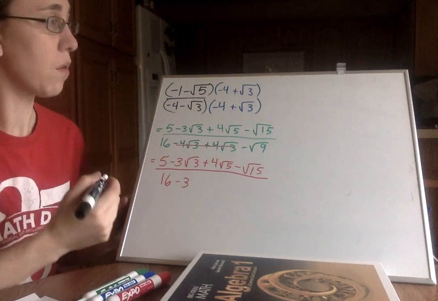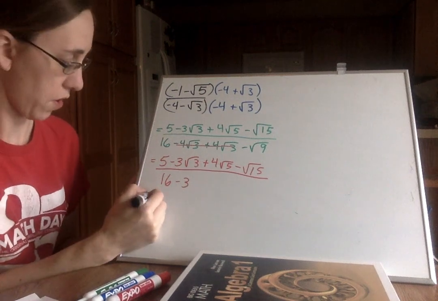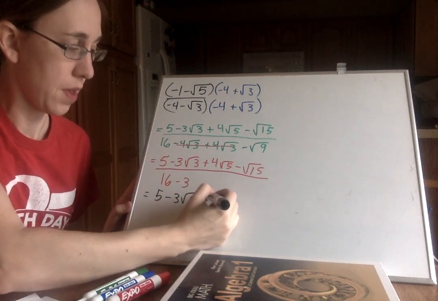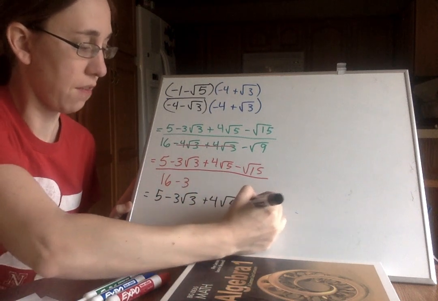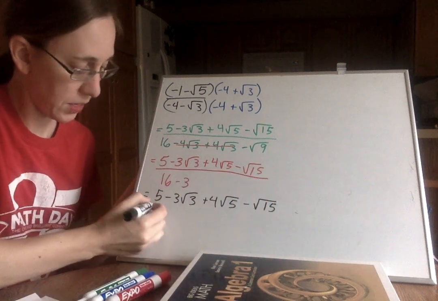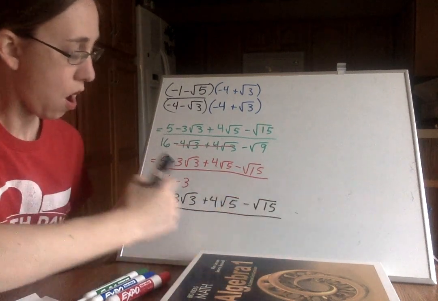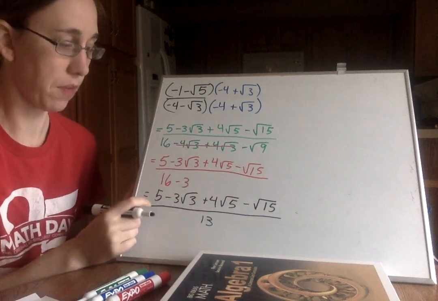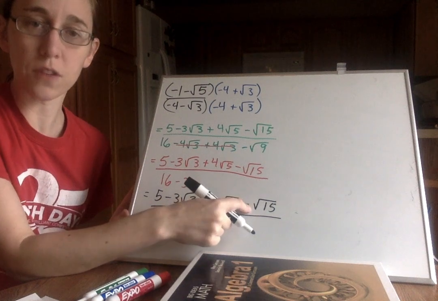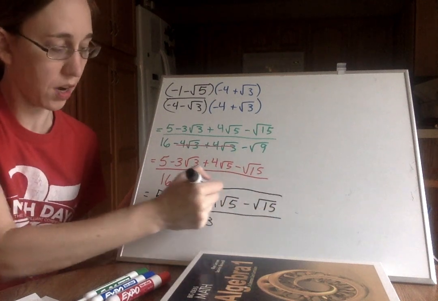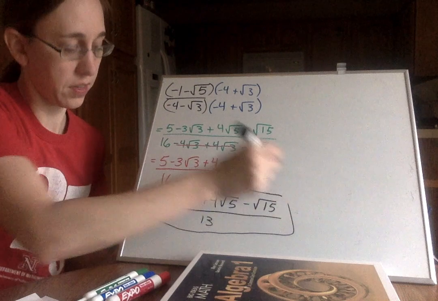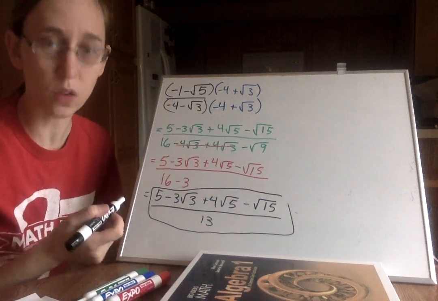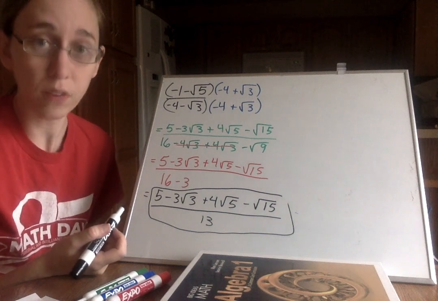So if we keep going, one more step, hopefully it'll fit. 5 minus 3 square root 3 plus 4 square root 5 minus square root 15 all over 13. Now 13 is not going to simplify with these, plus looking, there's not a coefficient on the square root of 15, so that tells us we're not going to be able to simplify because there's not a number there. So there's our answer. So you can get really long, weird-looking answers like this, and that's totally fine.